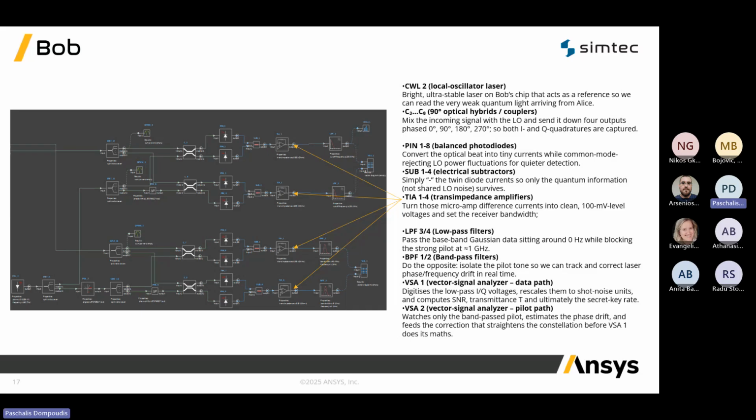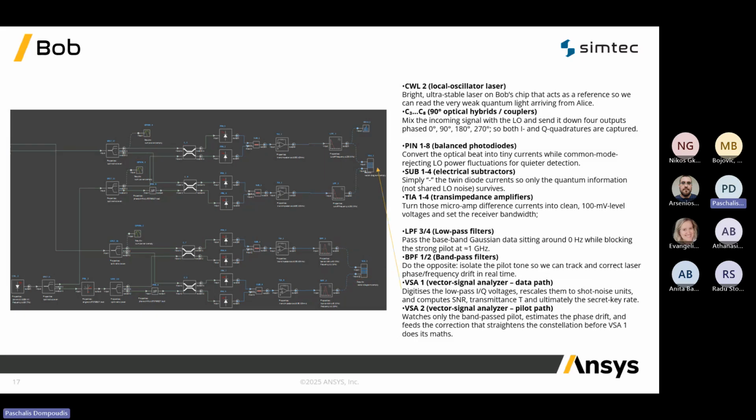And then the 4 paths hit a pair of filters. First, we have the low-pass filters. These are used to block the pilot signal and keep the quantum signals. That's why they are low pass. And then we have the narrow band pass that isolates the pilot tone, so we can track and correct the laser phase and frequency in real time.